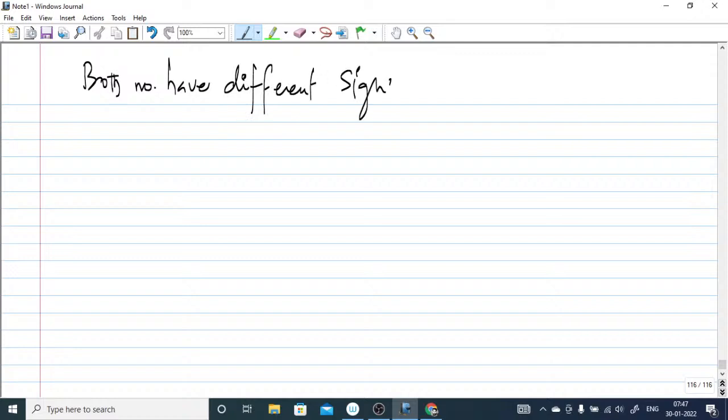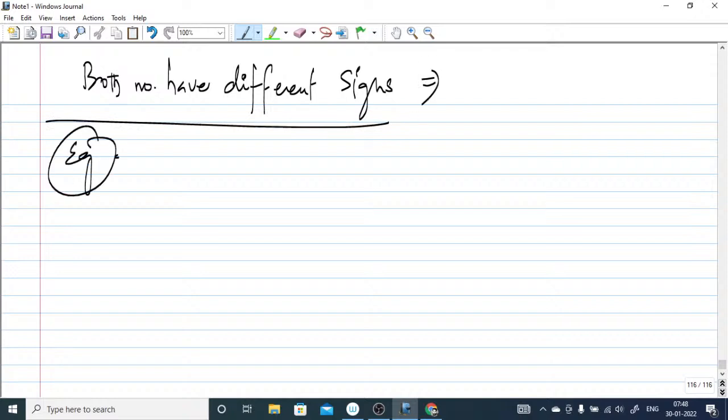Different signs. This is a very important concept. So let us take one example, subtract, and see whether overflow is there or not. Suppose minus 6 and minus 4, they have the same sign, so no overflow will be there. It will give you minus 2 only, within the limit, so no overflow because they have the same sign.